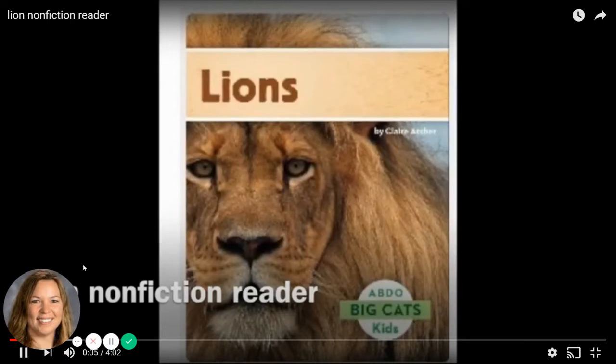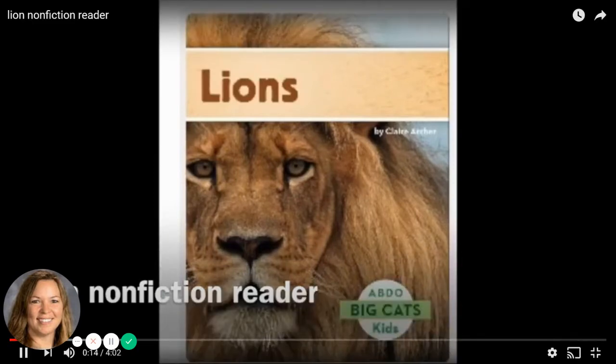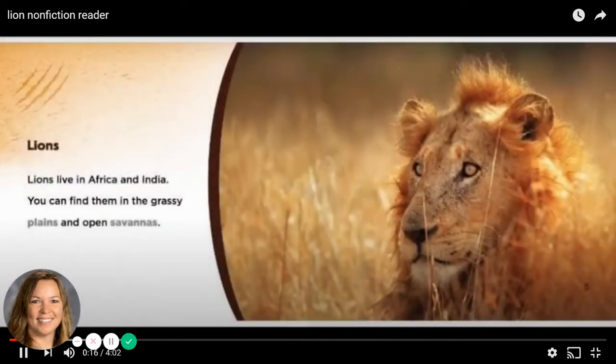Lion. Lions live in Africa and India. You can find them in the grassy plains and open savannas. On this page, we're talking about where lions live. And I see the word plains. And I'm wondering what word helps me figure out what a plain is. And then I go to the word in front of it and it says grassy. So I know that plain is an area that's very grassy.